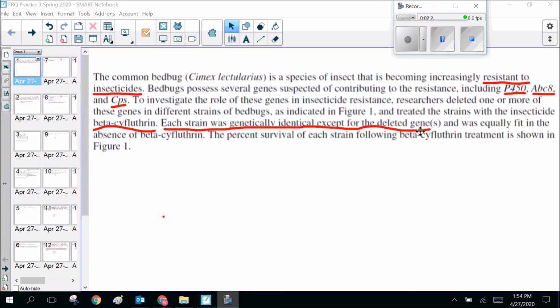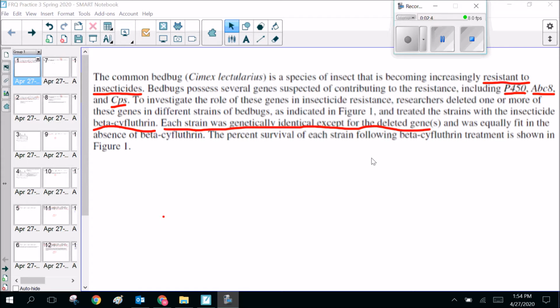So basically, I went through and I didn't underline everything. I underlined the names of the variables or whatever it is that we're working with. I underlined the main idea. I underlined the other thing we're working with, insecticide, and I underlined something that told me something about how they're setting up their variables.